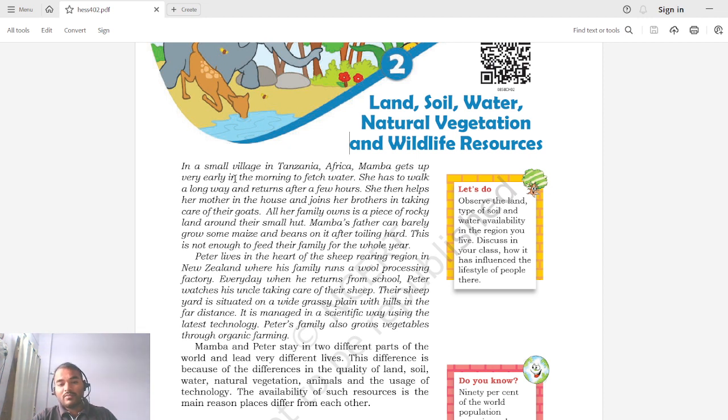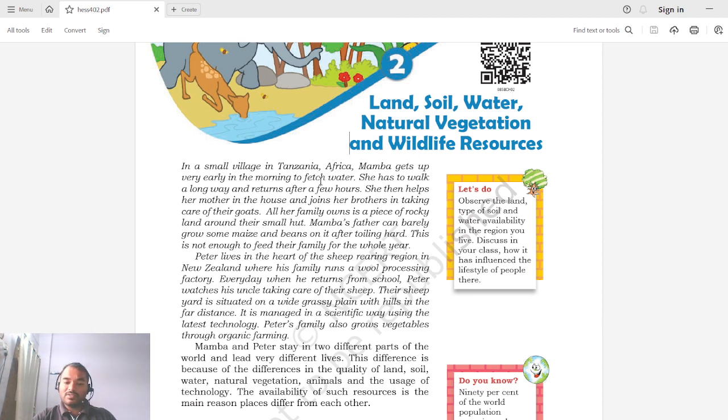from two different regions of the world. One, Mamba, was from Tanzania and Peter was from New Zealand, right? So do you think that there is any difference in the lifestyle of Mamba and Peter due to their geographical locations, right? So if you see Mamba who is living in Tanzania, there is water scarcity over there, right? So she has to walk a huge distance. It means that the water resource is not readily available in Mamba's place.